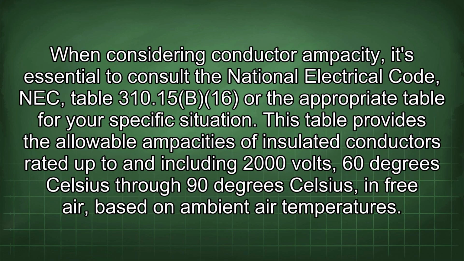When considering conductor ampacity, it's essential to consult the National Electrical Code, NEC Table 310.15(B)(16) or the appropriate table for your specific situation. This table provides the allowable ampacities of insulated conductors rated up to and including 2000 volts, 60 degrees Celsius to 90 degrees Celsius, in free air, based on ambient air temperatures.